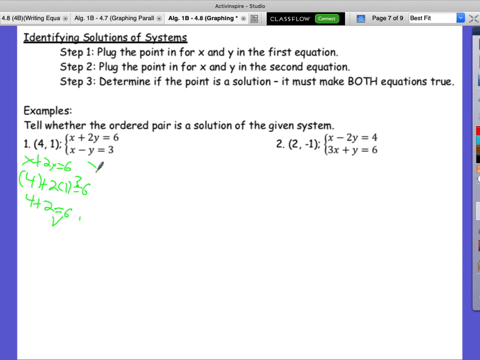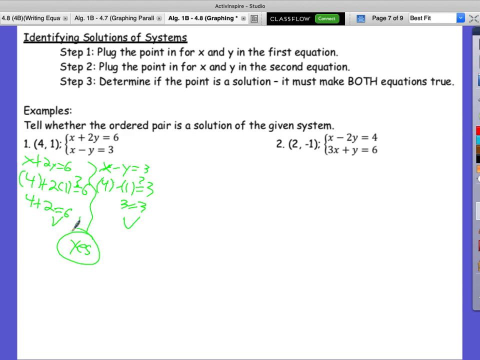So now what do we have to do? The next one, our x minus y equals 3. See if this one works. Sierra, can you help me plug this one in? 4 subtracting the 1. The y is equal to that. When we say equals 3, does 4 minus 1 equal 3? Yeah. So 3 equals 3, it checks out. So is this ordered pair a solution to the system? Yes, it is.